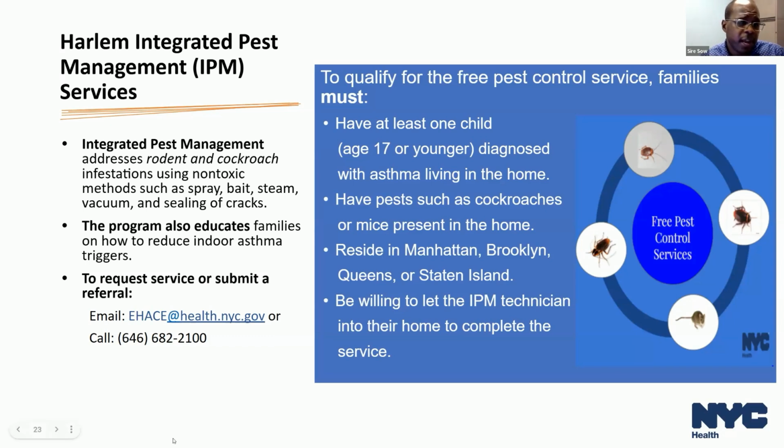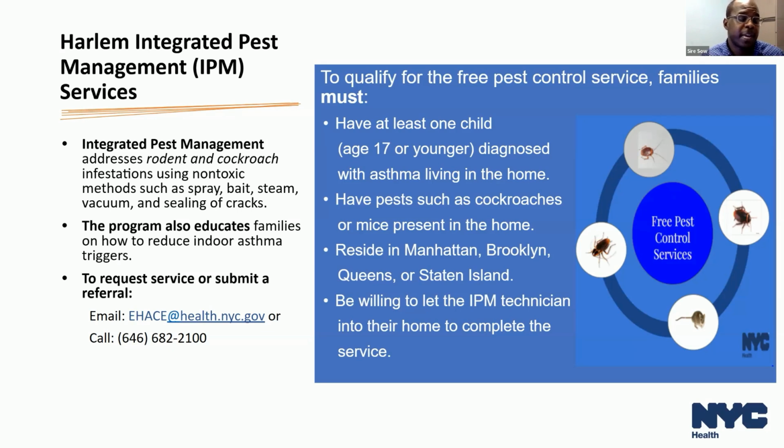To qualify for this program, you have to have one child, 17 or younger, with asthma in the home. You report to us that you have cockroaches or mice in the home. You have to live in Manhattan, Brooklyn, Queens, or Staten Island. Why not the Bronx? Because we have a sister bureau in the Bronx that will take care of those referrals if they come from the Bronx. So you can still let us know if you're in the Bronx and we'll connect you with that bureau.